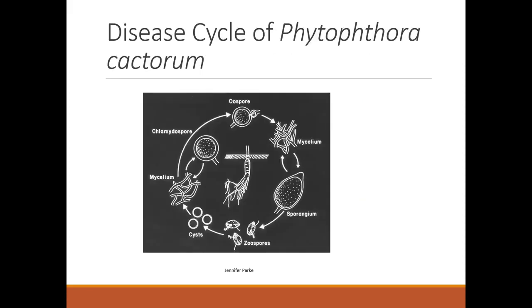And so here is a disease cycle of Phytophthora cactorum, another type of Phytophthora that is found on apple trees. Again, the thing to think about is that it can survive for a number of years, especially in the soil.